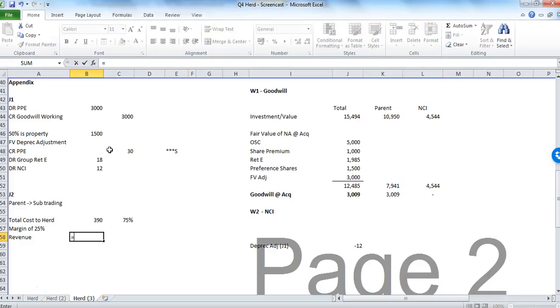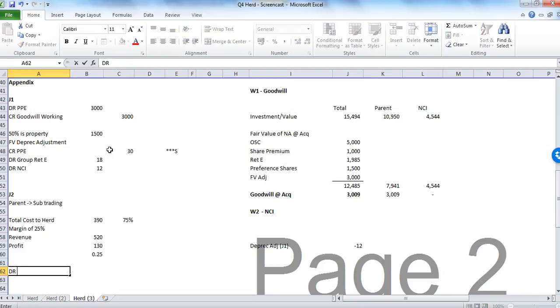So in that case, to get the revenue that Herd would have charged, it's 390 divided by 75 multiplied by 100. In this case, the actual revenue, or the amount that Herd charged Cattle for the transaction, would have been 520. Because 520 minus 390 gets me 130 profit, and that is, if you put it over revenue, 25% margin. So that was a tricky thing, so watch the detail of the question.